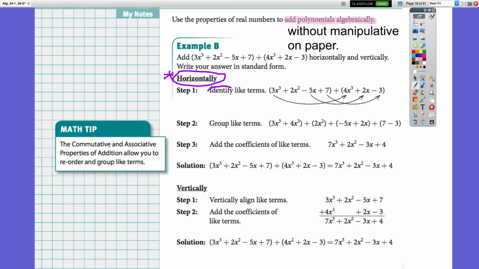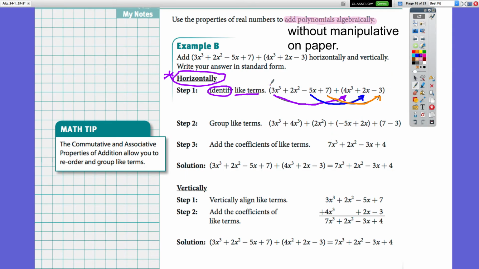First, identify like terms. I like how it uses the arrows here. 3x cubed is a like term to 4x cubed. Negative 5x has a like term with 2x. And then we have 7 paired with negative 3. The only thing I don't like is that it leaves the 2x squared out hanging by itself.